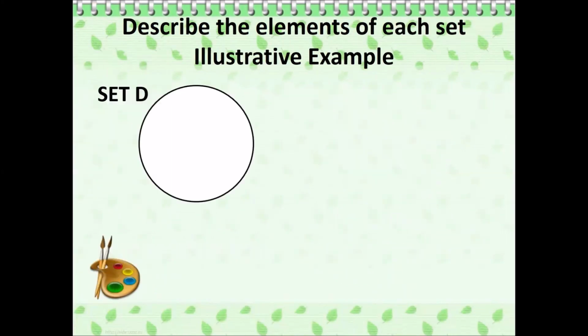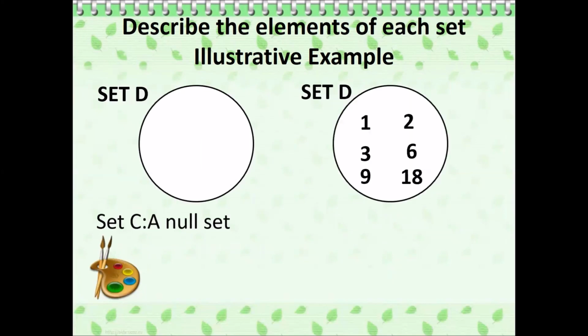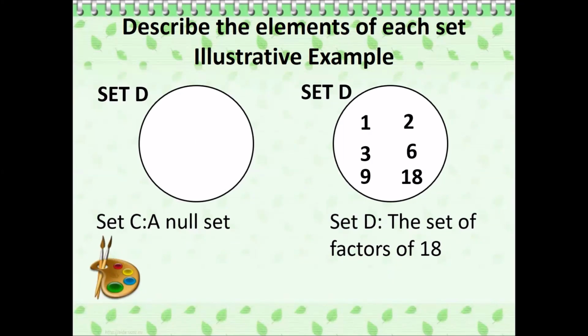Another example, set C is a null set, no elements. In set D, we have 1, 3, 9, 2, 6, 18. Observe set D, the set of factors of 18. These are the factors of 18: 2 and 9, 3 and 6, 1 and 18.